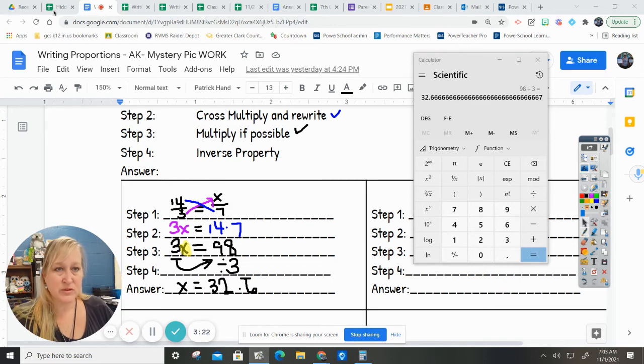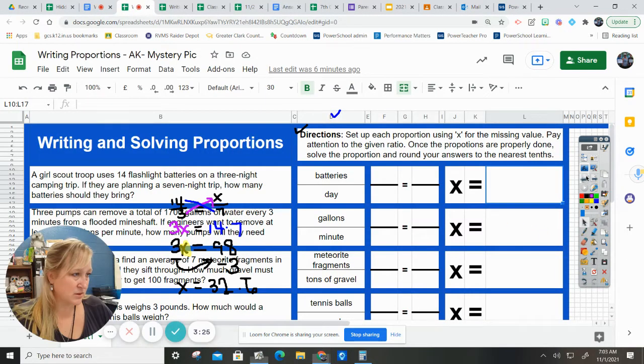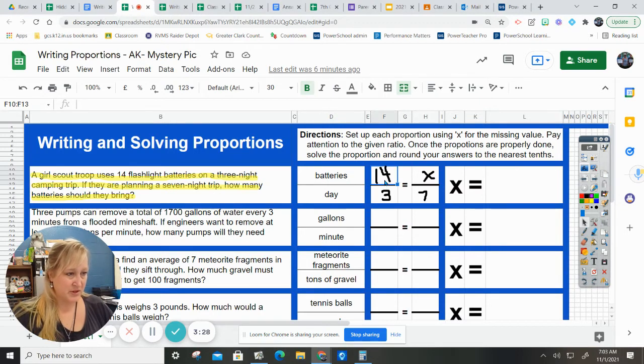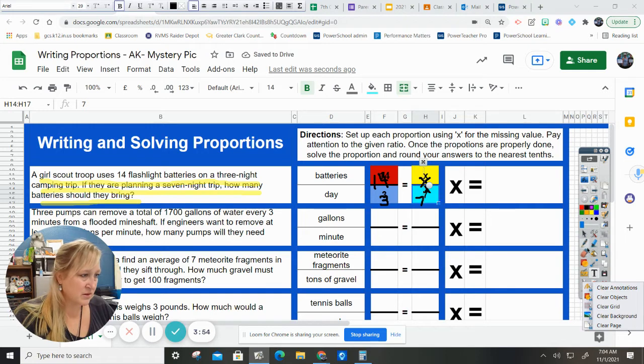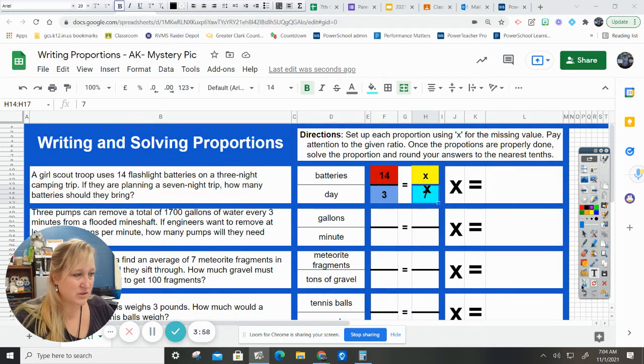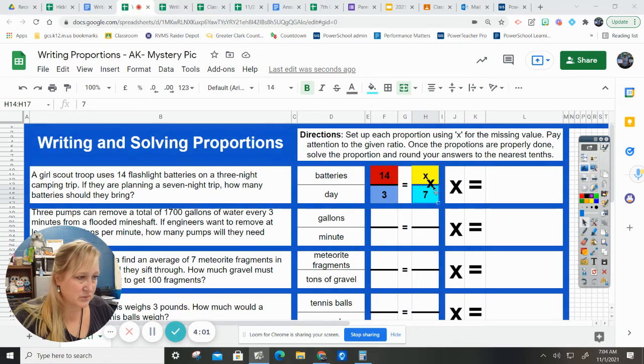Now we're going to go back over to our program. We're going to make sure that we've done what we're supposed to. So I'm going to type these numbers in. 14, enter, 3, enter. And it's changing color so I can see that I'm right. X, enter. That's not what I needed. X. And 7. All right, so let's clear the page. Let's see if I can get this weird X to go away. There we go.